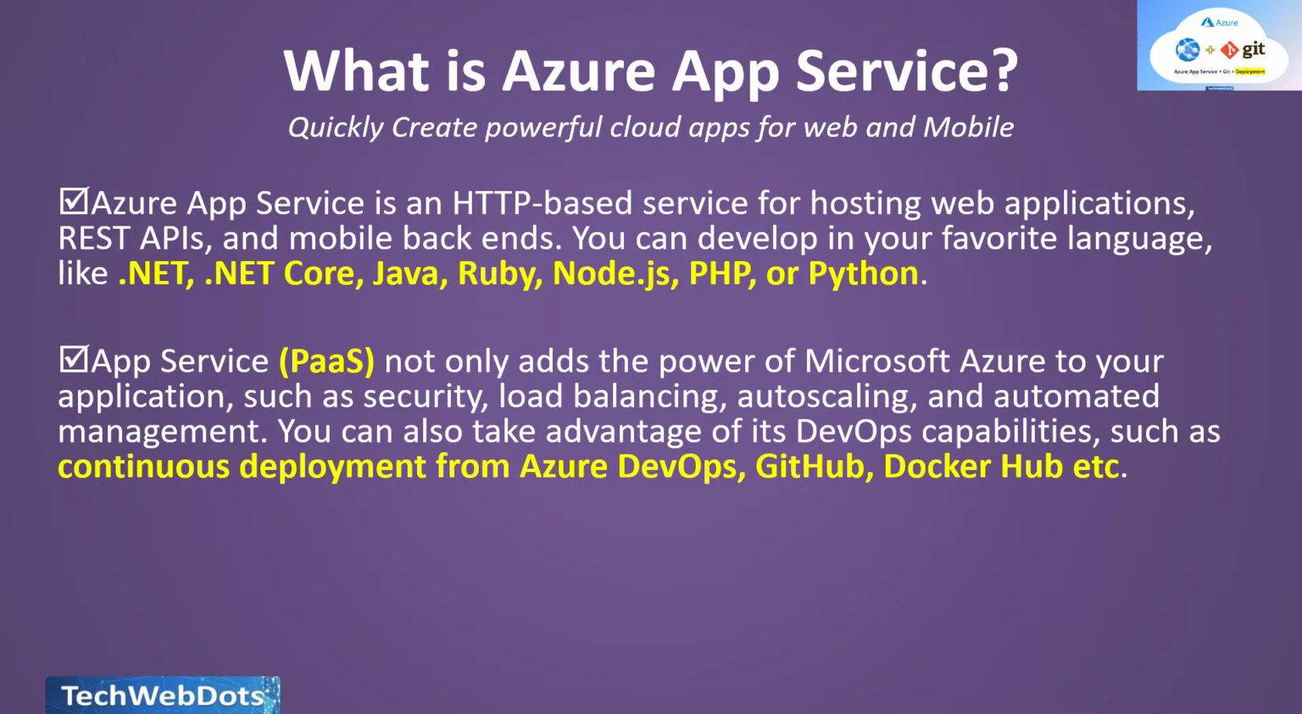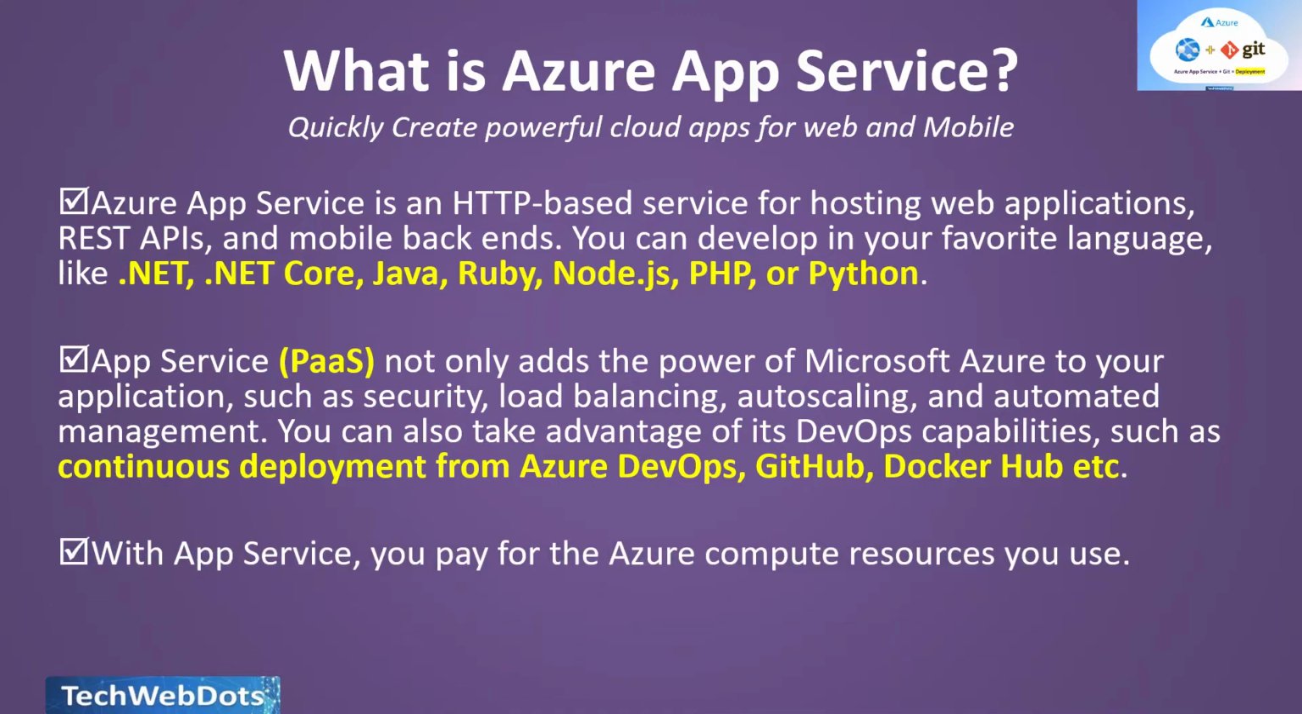So App Service not only adds the power of Microsoft Azure to your application, such as security, load balancing, autoscaling, and automated management, you can also take advantage of its DevOps capabilities such as continuous deployment and continuous integration from Azure DevOps, GitHub, Docker, and Docker Hub. With App Service, you pay for the Azure compute resources that you use.